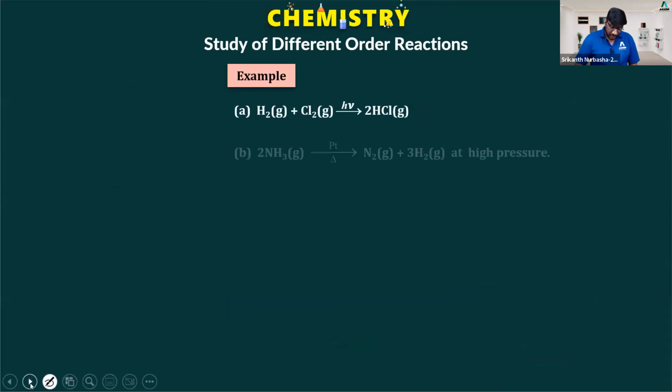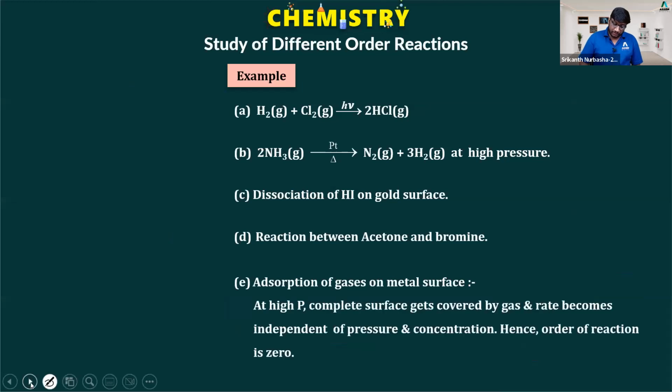First examples. H2 plus Cl2 gives 2HCl. 2NH3 converting into N2 plus 3H2 at high pressure, dissociation of HI on gold surface, reaction between acetone and bromine, adsorption of gas on metal surface. All these are going to be zero order reactions. You have to remember the examples, students. There was no other way. You have to remember the examples. At high pressure, complete surface gets covered by gas and rate becomes independent of pressure and concentration. Hence, order of reaction is zero whenever you are thinking of adsorption.